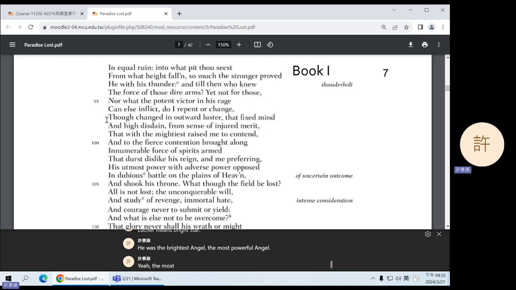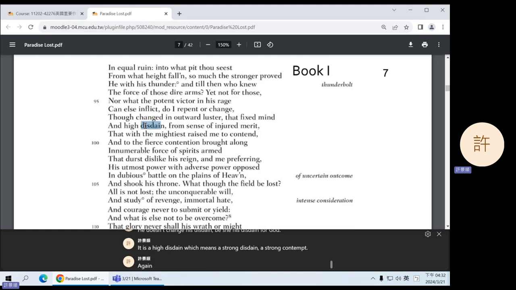The most powerful angel. So he has lost, he's in hell, he's no longer so bright. That fixed mind and high disdain. So this is the object of the verb change. What does he not change? He doesn't change his mind, which is fixed, 固定的. He doesn't change his disdain, 鄙视, his disdain for God. It is a high disdain, which means a strong disdain, a strong contempt.